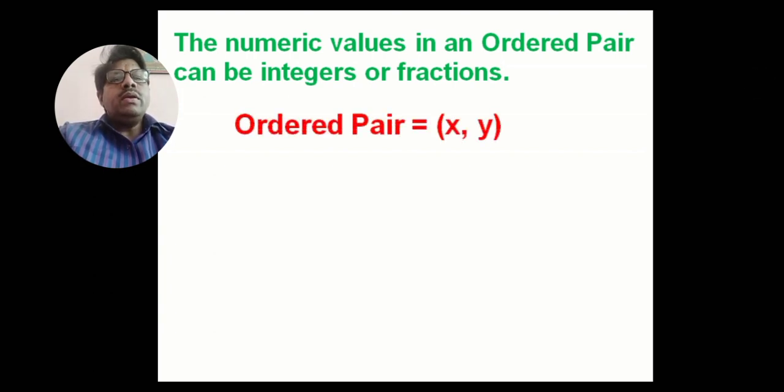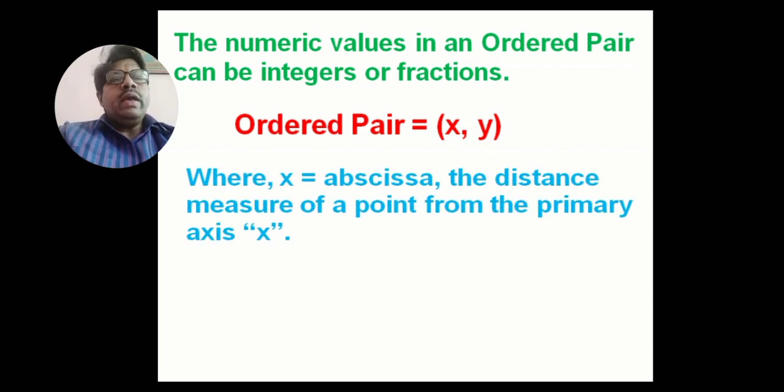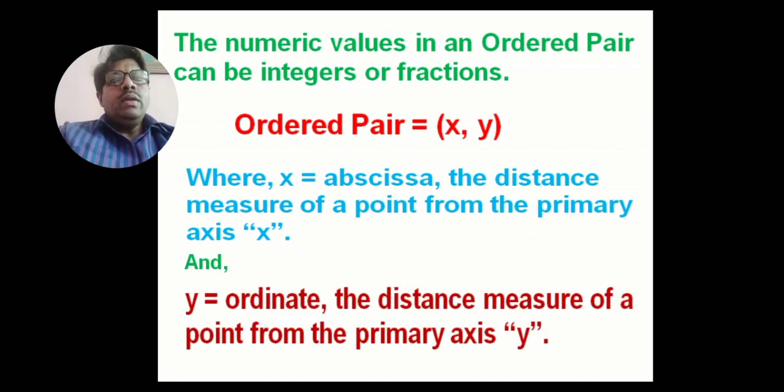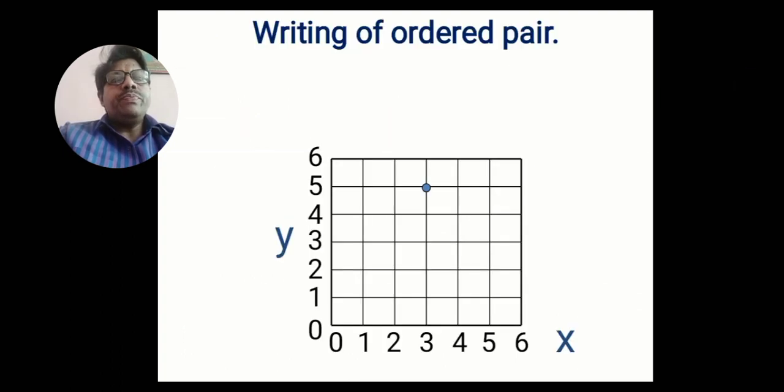Ordered pair is written as (x, y), where x equals abscissa, the distance measure of a point from the primary axis x, and y equals ordinate, the distance measure of a point from the primary axis y. Writing of ordered pair.